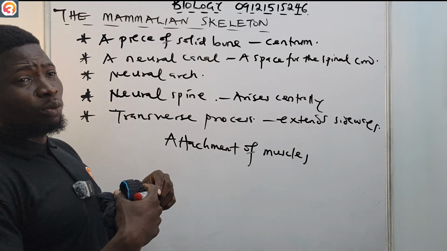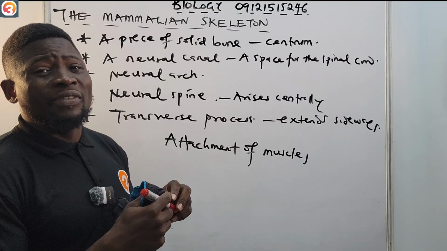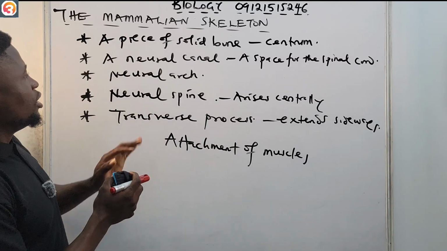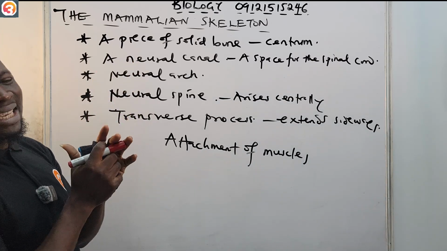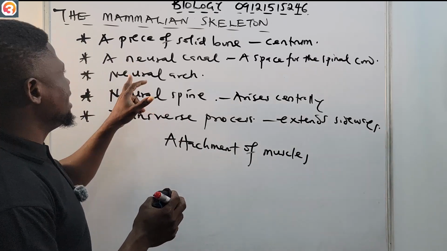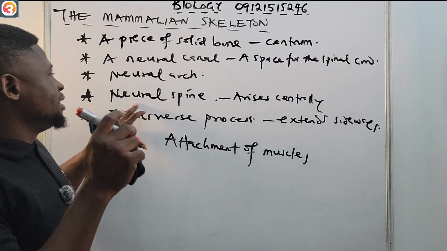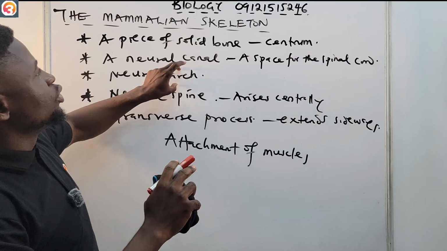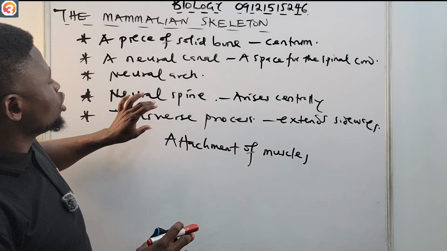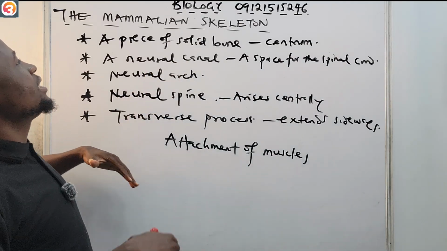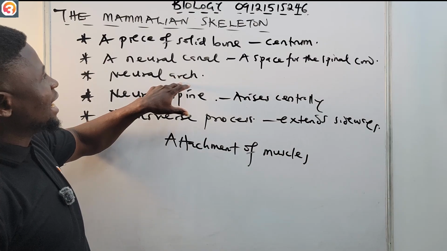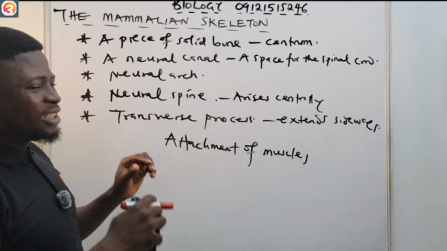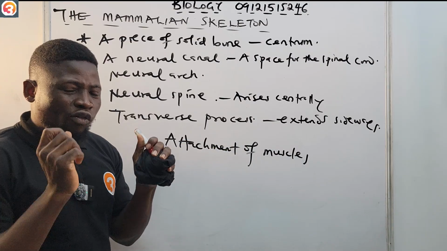So these are some of the common features of the vertebral column. A piece of solid bone that is called what? The centrum. Also, the neural canal, which is a space for the spinal cord. It also has a neural arc. And then the neural spine, which arises centrally and points upwards to the neural arc. And of course, the transverse process, which extends sideways from this arc and provides surfaces for the attachment of muscles.